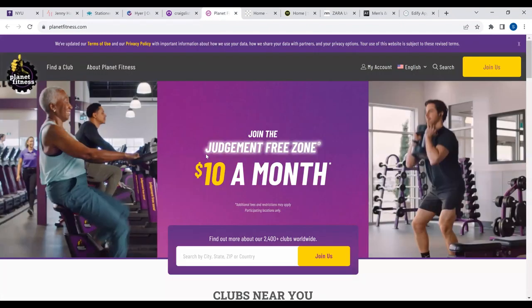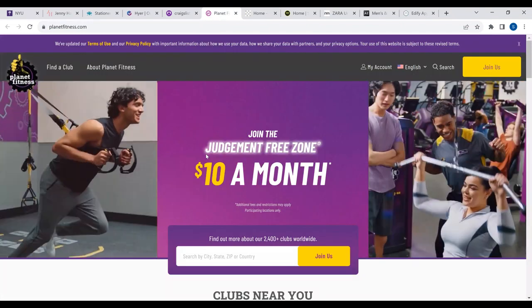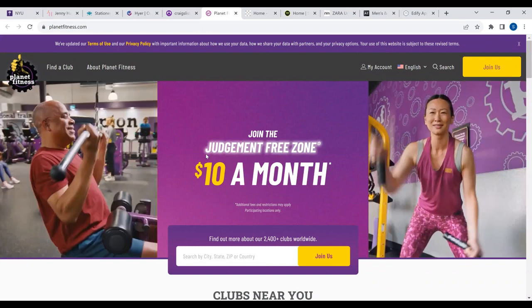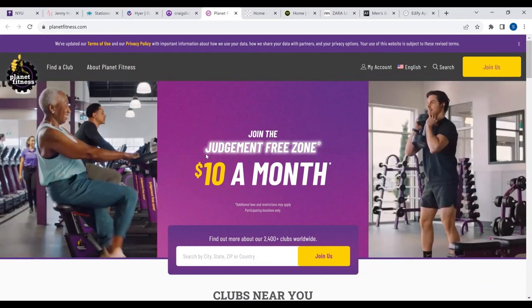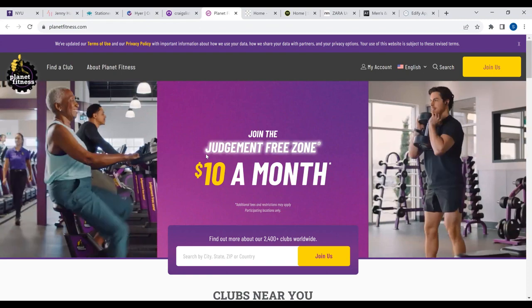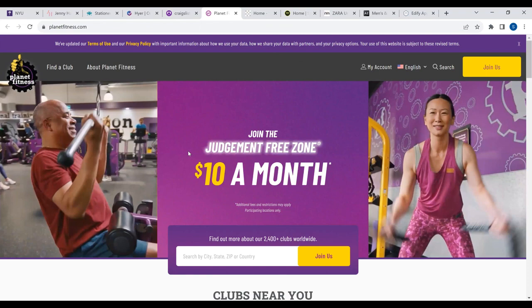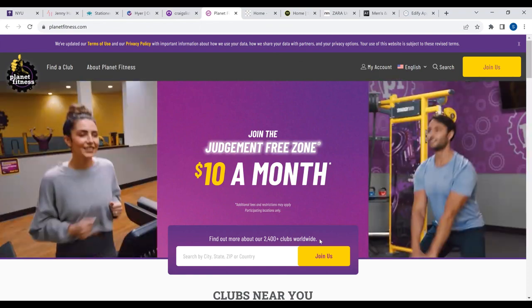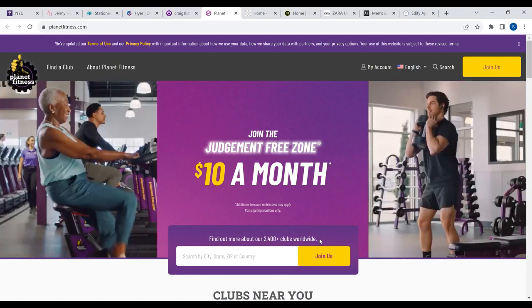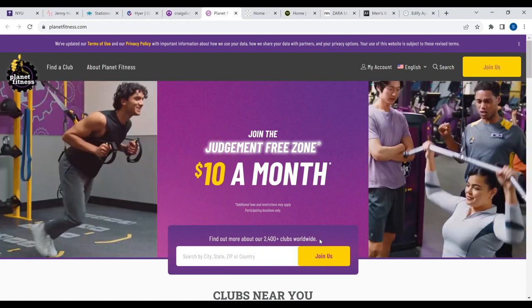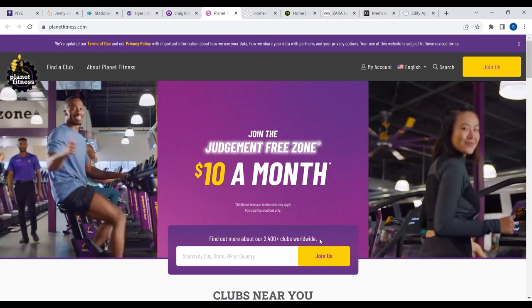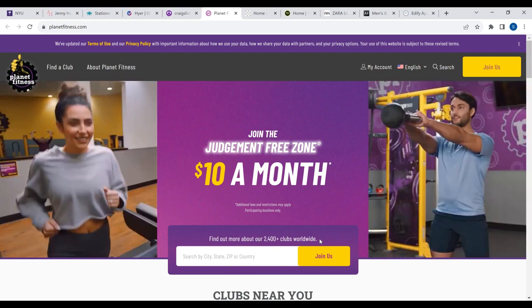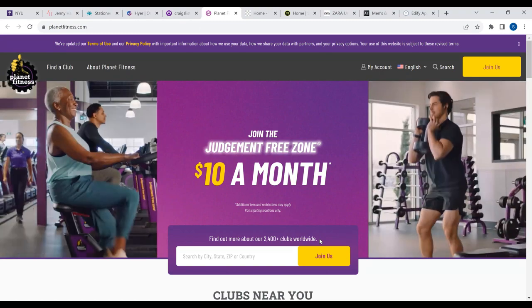For color, I chose Planet Fitness as a good example. Their colors are purple and yellow, which are complementary colors, and they use it in their favor. Purple is the main color, and then they use yellow to guide you to the places where they want you to focus on. Like $10 a month, join us, join us. And it's the same throughout the entire website.